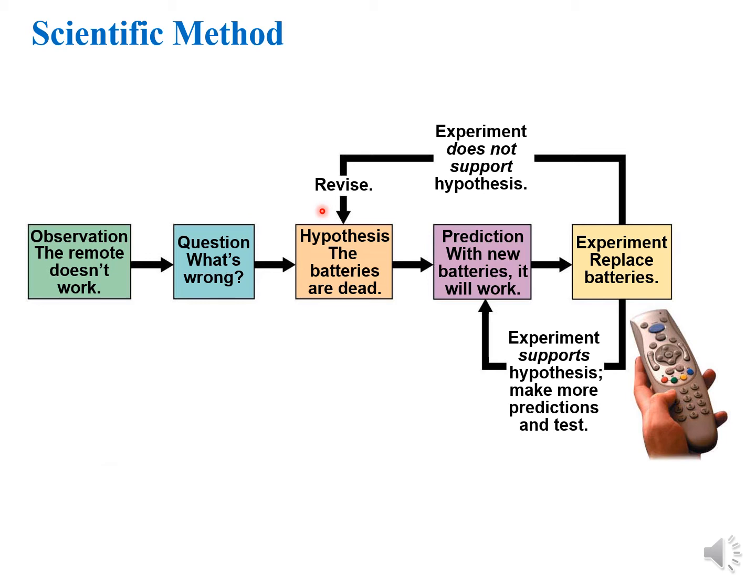So basically, those are the steps of the scientific method. And as you can see, we really use the scientific method every day in our lives. It's just that we don't really call it the scientific method when we are, for example, trying to figure out why our remote is not working. But that's the scientific method, and that's what scientists use in their labs whenever they want to design an experiment.